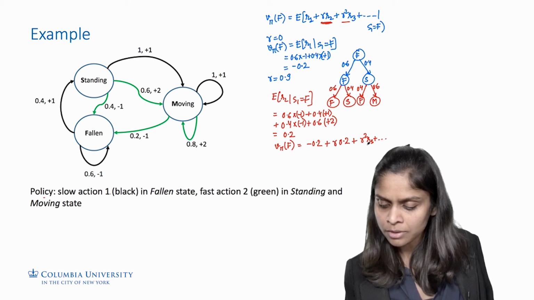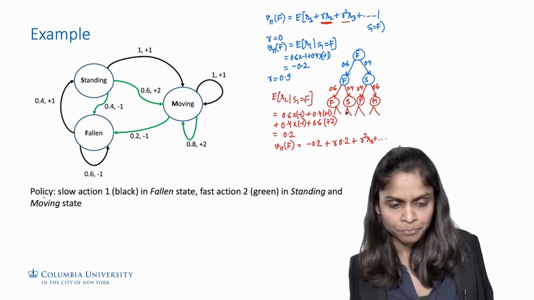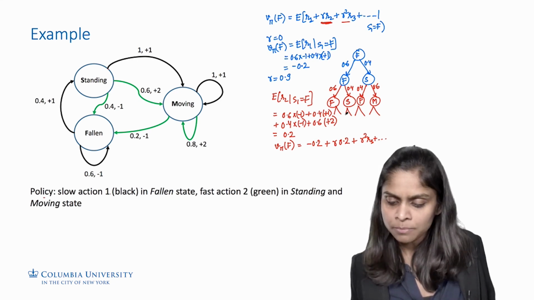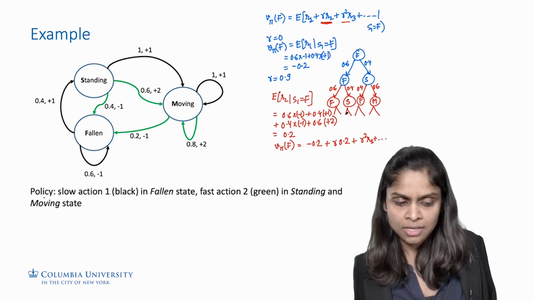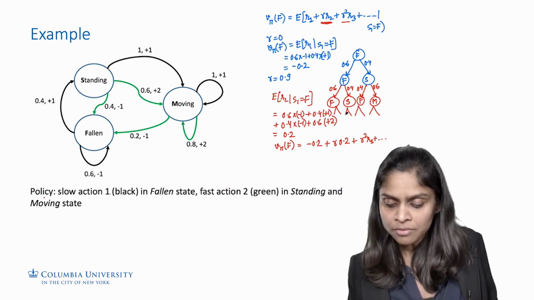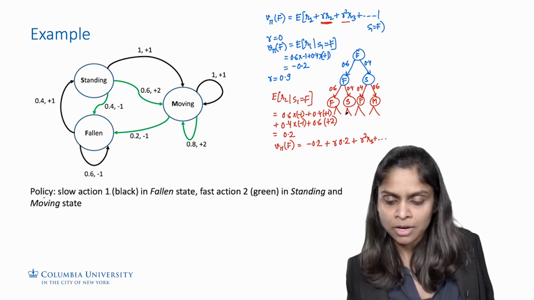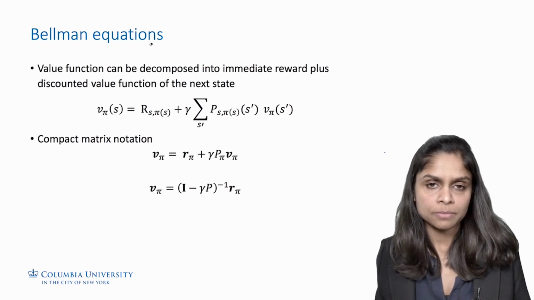For example, evaluating the third term, we need to analyze 8 possible scenarios from these nodes. So we can see that the brute force evaluation of the value function quickly becomes very tedious, as we have to evaluate a tree of possibilities. And here we were just evaluating the value function of one policy for one state. This is where Bellman equations become useful.